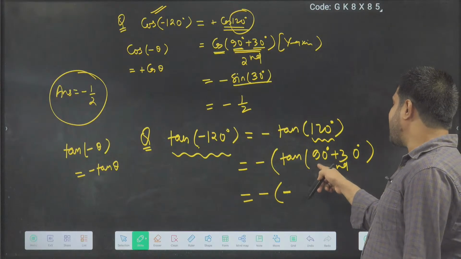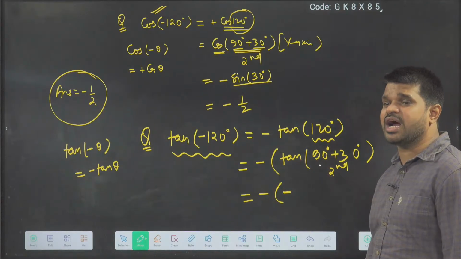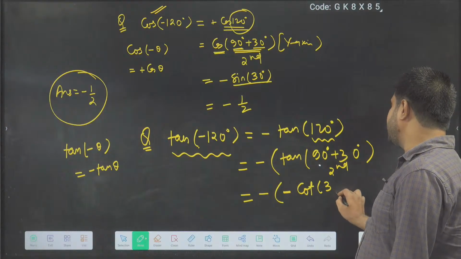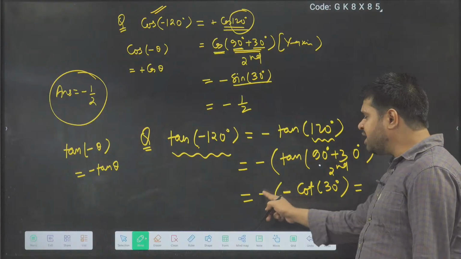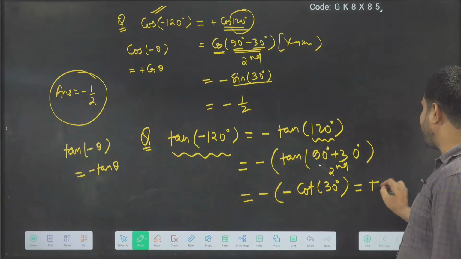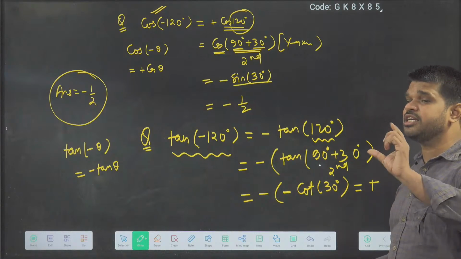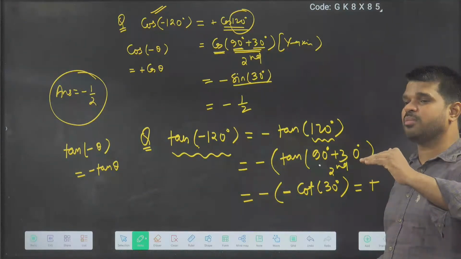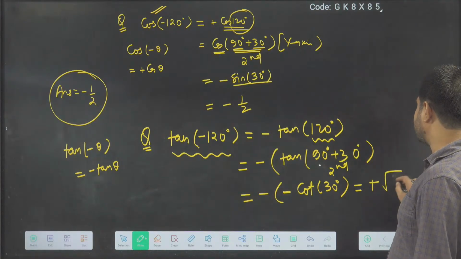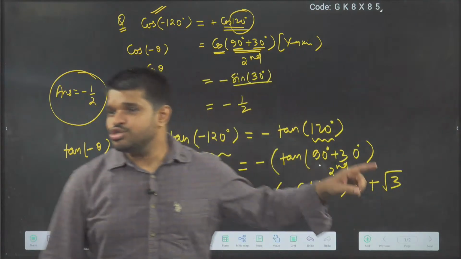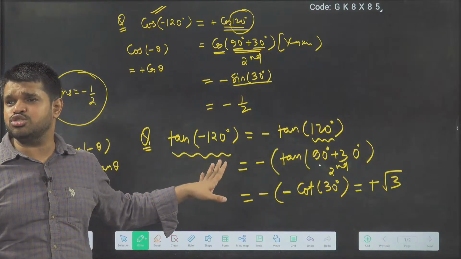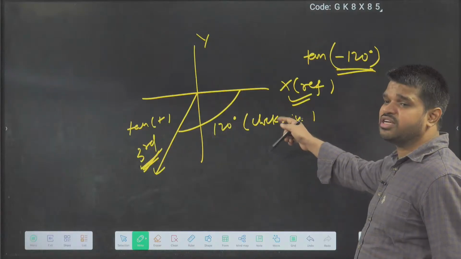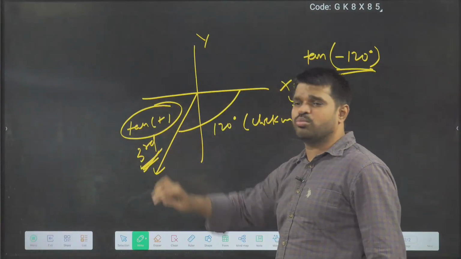I am using 90 plus something, so tan will be converted to its what? Cot. So cot and 30 degree. This minus multiplied with this minus becomes what? Plus. Cot 30 is reciprocal of tan 30. Tan 30 is 1 by root 3. So cot 30 will be what? Root 3. So answer will be plus root 3. I hope everyone must have understood that just by this observation, I can say that answer is going to be positive.